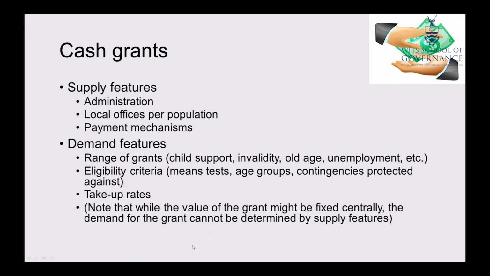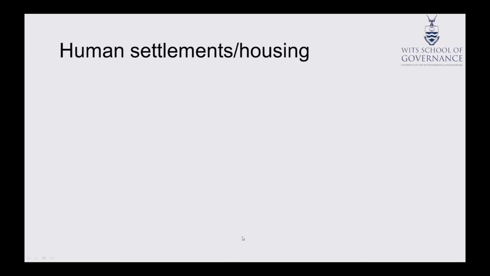You've got take-up rates. So the efficiency of the administration may affect whether the population that is meant to take up the grants does, or whether or not more people take up the grants than should. And note that while the value of the grant might be fixed centrally, the demand for the grant cannot be determined by supply features alone. It will depend very much on the eligibility criteria and underlying need. So a cash grant is actually, its type of demand is referred to as a demand-driven budget.